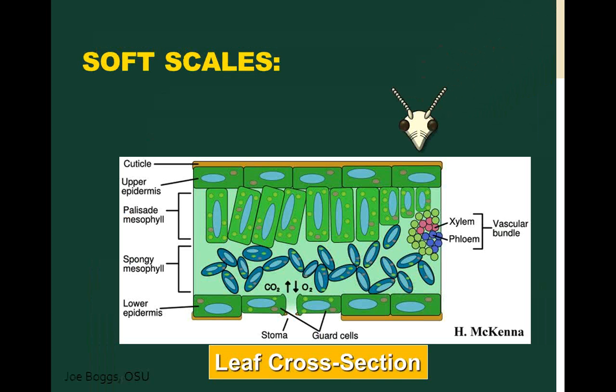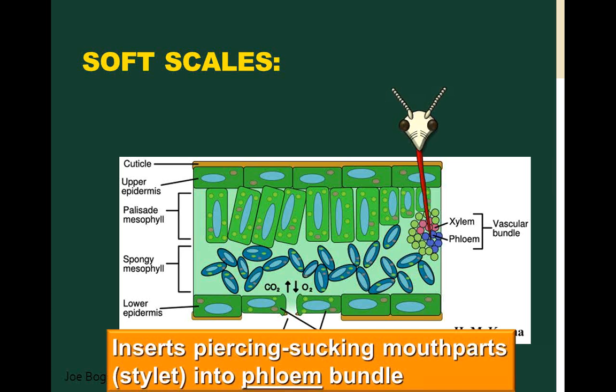So here's an example of where soft scales feed. So you've got your scale, it's in place. Now the feeding parts, or the stylets on a scale, in some cases can be 3 to 4 times longer in length than its entire body. So they have this long straw, like they're drinking soda out of a cup with a straw. So what they do is they penetrate through the cuticle of the leaf, through the upper epidermis, past the palisade cells, and they go right into the vascular bundle, and they're drinking the sap. They're taking the liquid, which generally is high in sugar, out of the vascular bundle.